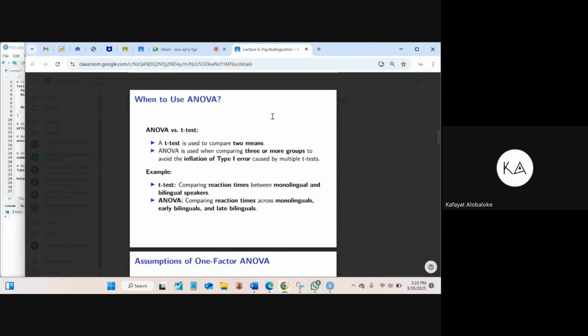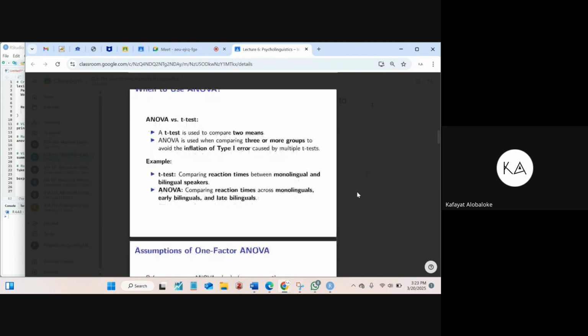Now, a good example of a t-test is what we discussed in the last class. Another good example is comparing reaction times between monolingual and bilingual speakers. That's just two groups. But when it comes to ANOVA, we are using more than two groups. ANOVA compares means between more than two groups. That's where we are comparing the reaction times across monolinguals, early bilinguals, and then late bilinguals. In this case, we have three groups.